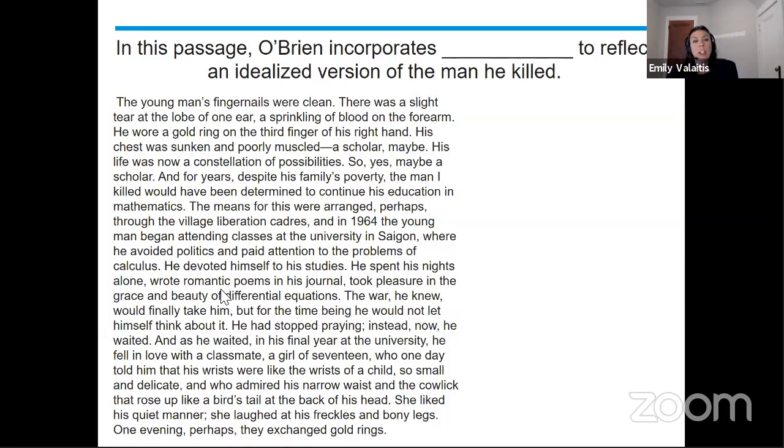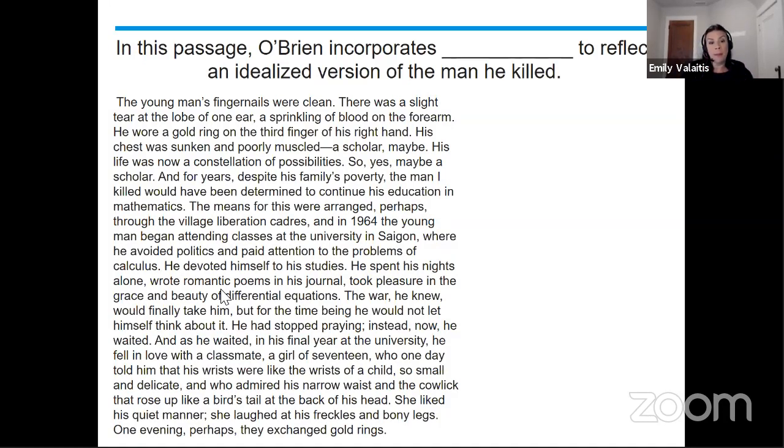If you were to look at the passage in its entirety, it shifts from an idealized version of the man to what he actually looks like in reality, in life. So we're only going to focus on the part that speaks to our topic sentence, which was the first paragraph and that idealized version.